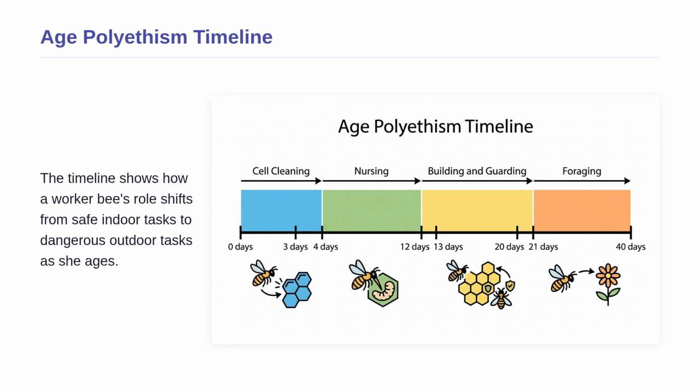From day 0 to 3, the bee is dedicated to cell cleaning. As she moves into the 4 to 12-day window, her nursing glands develop and she feeds the larvae. Between days 13 and 20, she builds honeycomb and guards the hive. Finally, from day 21 onwards, she takes on the dangerous role of foraging for nectar. This diagram clearly shows how the colony systematically utilizes its workforce, pushing the highest risk tasks to the very end of a worker's lifespan.